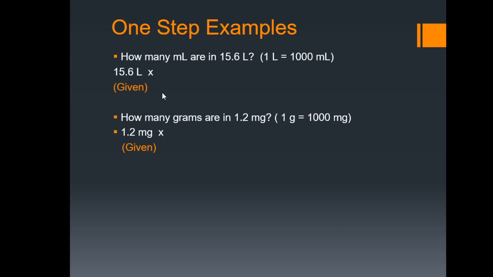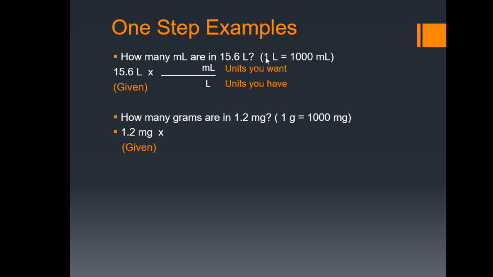Okay, one-step example. Remember, we always have to start with the given. How many milliliters are in 15.6 liters? And 1 liter equals 1,000 milliliters. So our given, where we start, is 15.6 liters. Now we're going to do our conversion. We're going to put the units we have on the bottom, which is liters. And you're going to put the units you want on the top, which they asked you, which is milliliters.